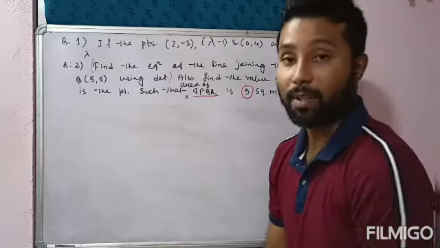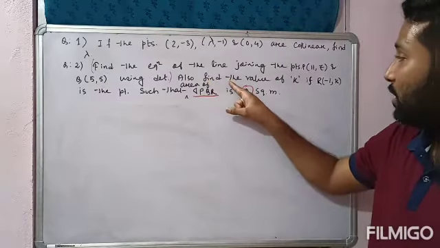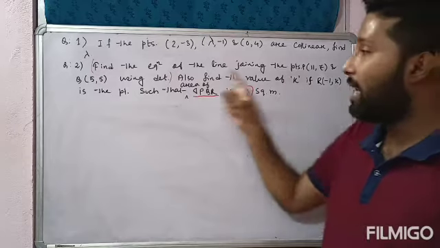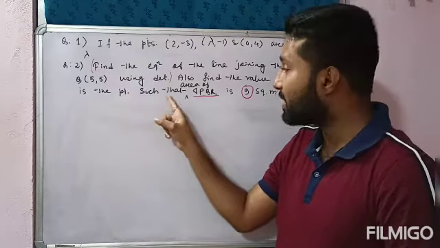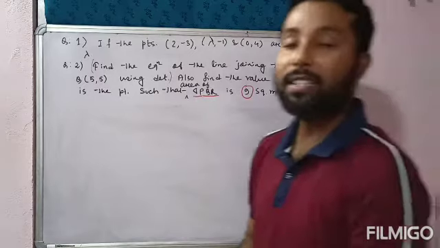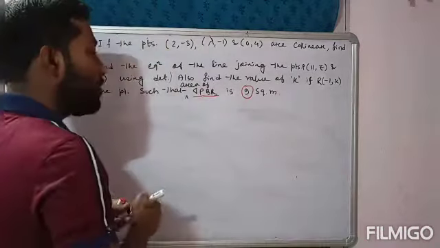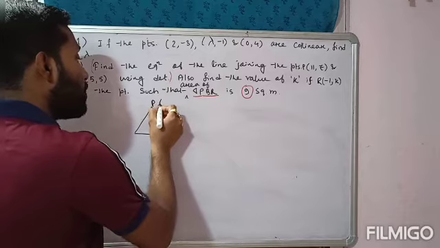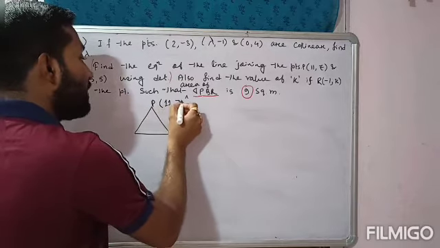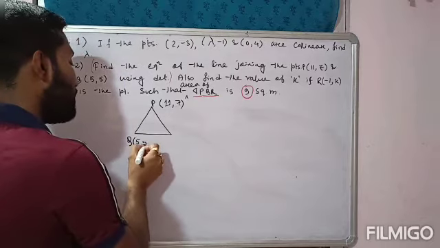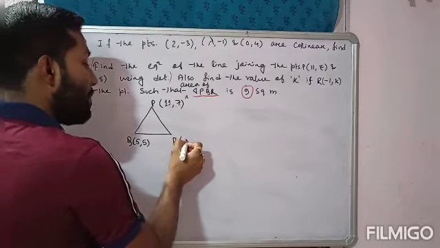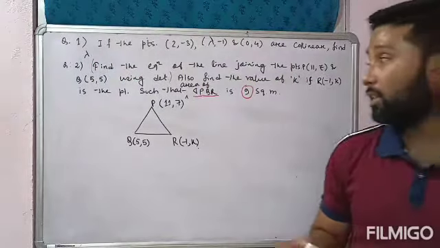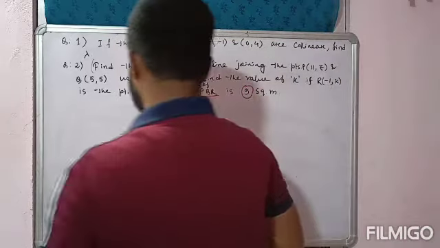Now see how I will solve this. You are asked to find the value of K. If the point R, whose coordinates are -1, K, is the point such that the area of triangle PQR is 9 square meter, so the area of triangle PQR is given. This is triangle PQR. Coordinates of P are already given in the first part, that is 11, 7. Coordinates of Q are also given, 5, 5, and coordinates of R are -1, K. This is the figure. The area of triangle PQR is 9 square meter.